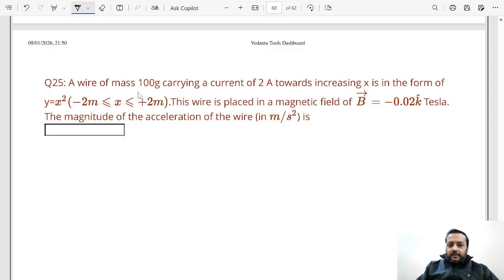A wire of mass 100 grams carrying a current of 2 ampere towards increasing x in the form of y equals x square. The wire is placed in a magnetic field of minus 0.02 Tesla k cap, the magnitude of acceleration. So what is the situation? Let us say that this is the x-axis, this is the y-axis, and the z-axis is coming towards us.